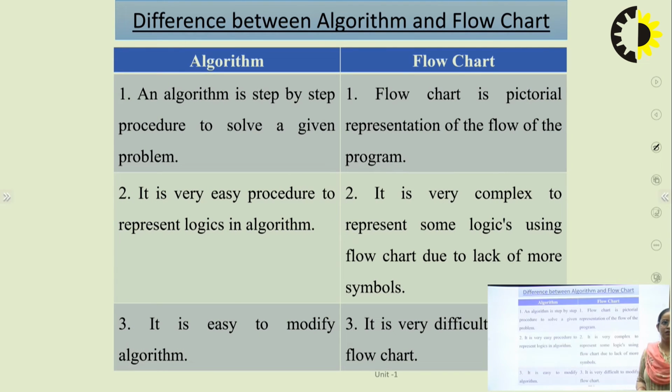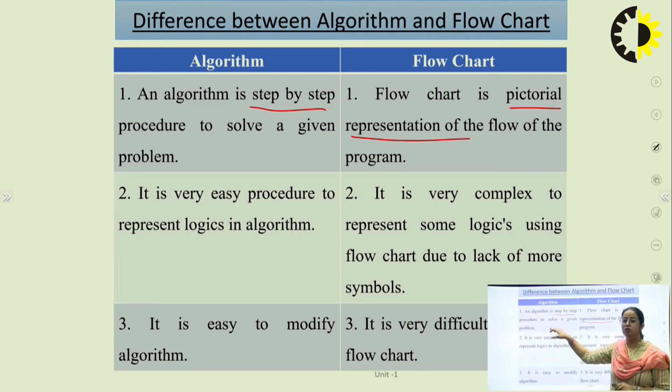Now let's see the difference between the algorithm and the flowchart. What is an algorithm? An algorithm is a step-by-step procedure to solve a problem. It means in an algorithm we use steps, and in a flowchart we use a pictorial representation. Here we use the pictorial representation, and in an algorithm we use the steps.